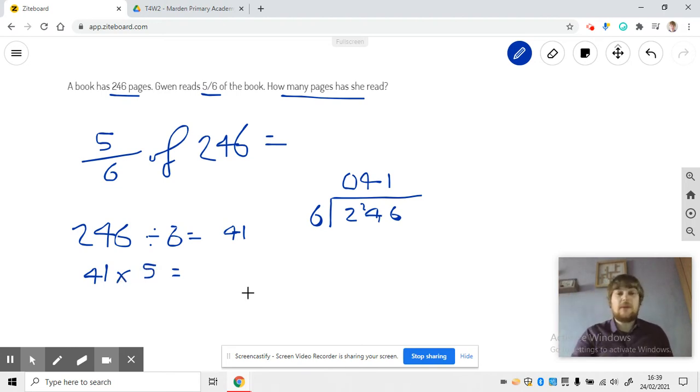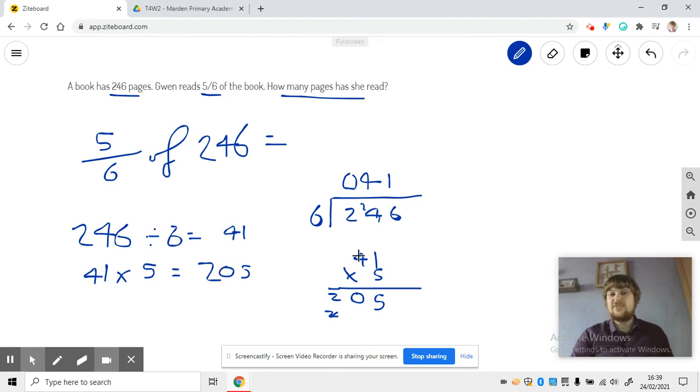Again, 41 multiplied by 5. Can't necessarily do it at the top of my head. So let's use a method to help us get to the right answer. So we know 5 multiplied by 1 is 5. And then 5 multiplied by 4 tens would give me 20 tens. So my 0 there, but then I have to exchange that 20 tens, because 20 tens is the same as 200. So exchange for my 200, and therefore have 205. So I can see that Gwen has read 205 pages.